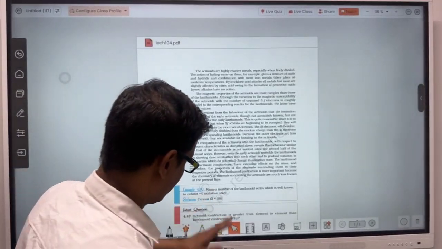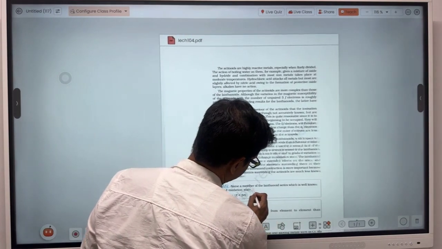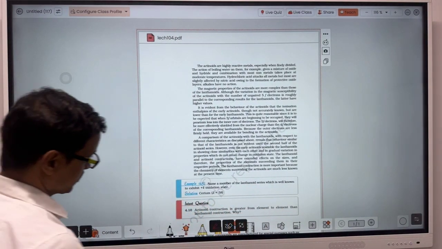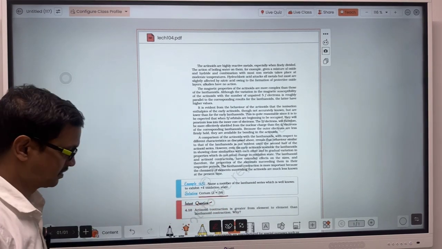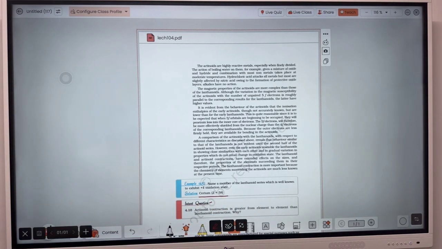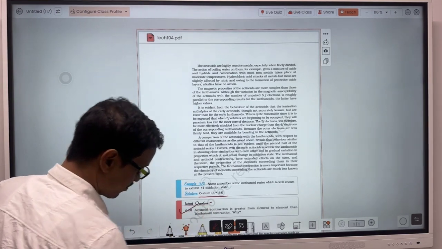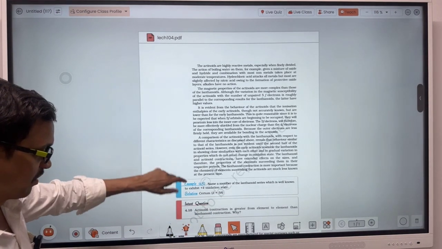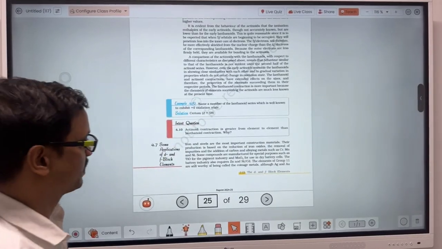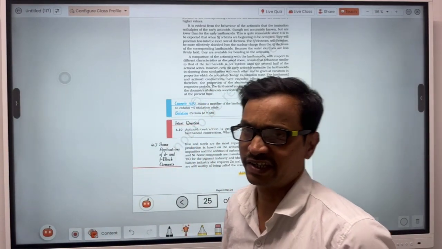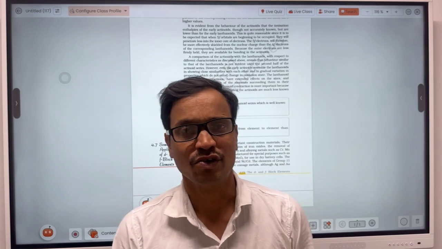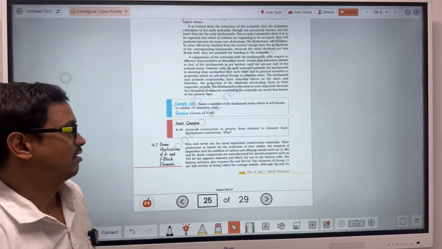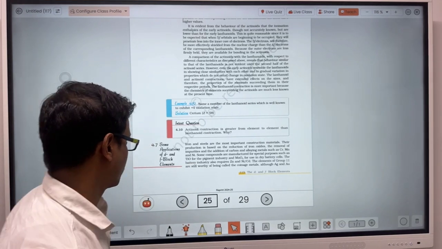Now let's see here. Name a member of the lanthanoid series which is well known to exhibit +4 oxidation state. That is informative, you will have to mug up. Okay. Why actinoid contraction? I have discussed that it is because the difference in the energy of 5f and 6d orbitals is not so much. That's why actinoid contraction is more vigorous than that of lanthanoid contraction.